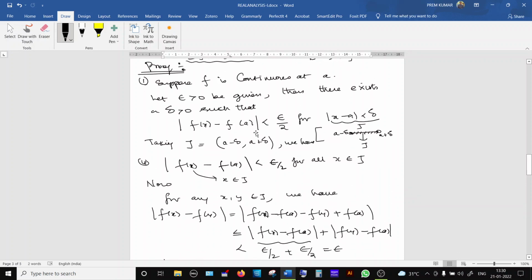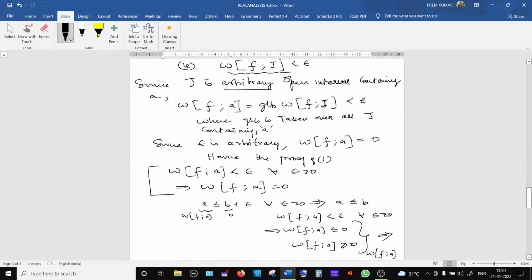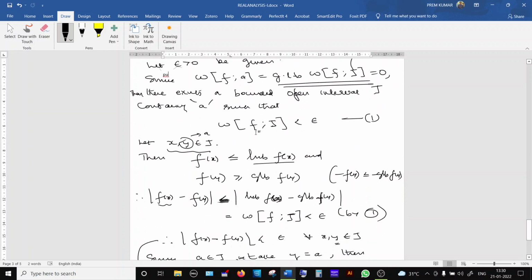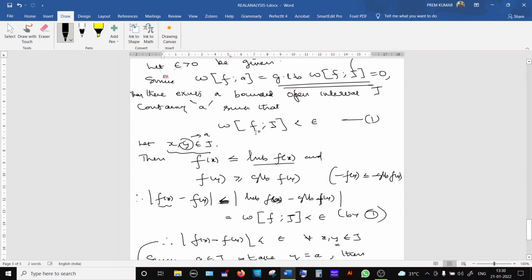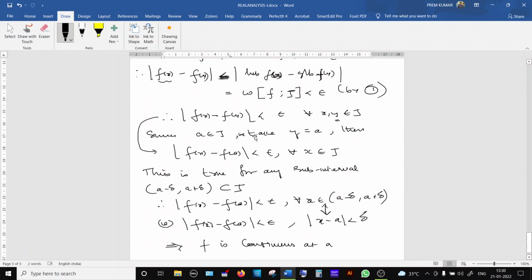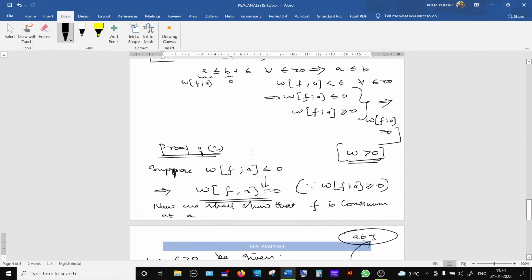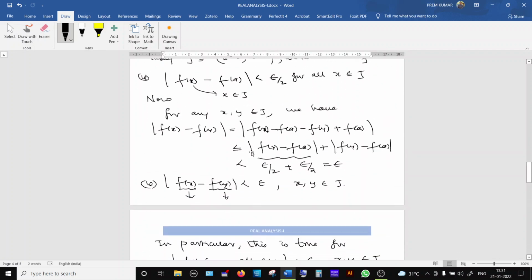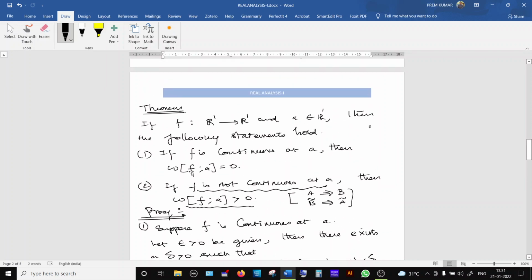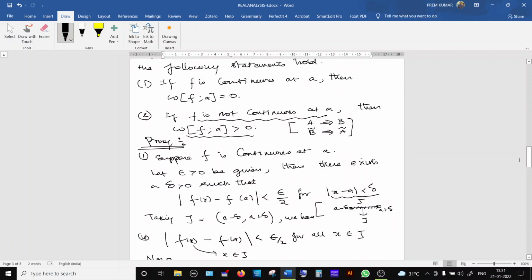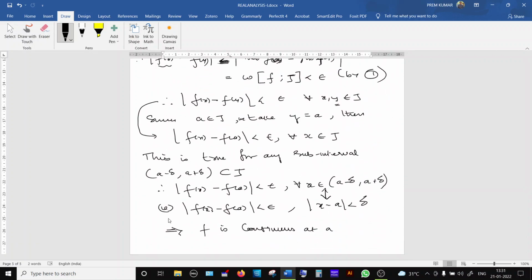So in the examination they may ask: prove that f is continuous at the point A if and only if the oscillation of f at the point A is equal to 0. So you can prove this. This is the necessary part and this is the sufficient part. The sufficient part is what? We have to assume that this is equal to 0 and prove that f is continuous at A. That's what we have done. Actually number 2 is the sufficient part, the converse of that. Okay, this completes the proof.